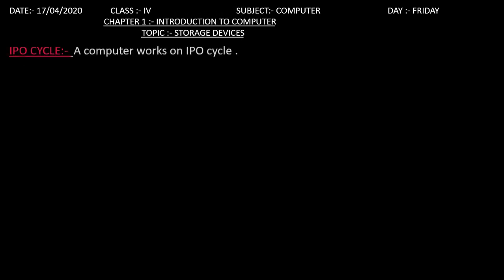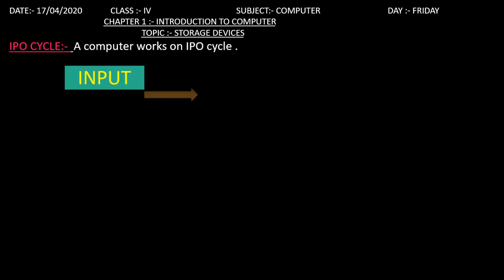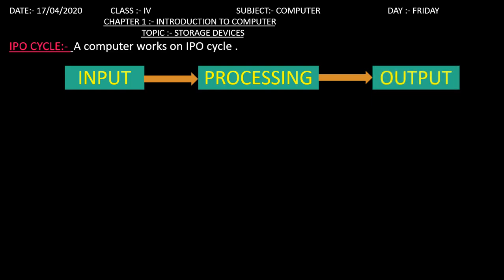Before this, I would like to recall the IPO cycle. As we know, a computer works on the IPO cycle, that means input, processing, output. Let me explain. First of all, a computer takes input from the user. Then the processor processes the data, and that processed data is known as output or information. Now, we require an input device to get input to the computer, a processing device, that is the CPU, to process data, and an output device to display the output on the screen.